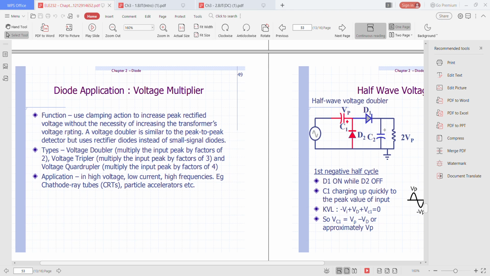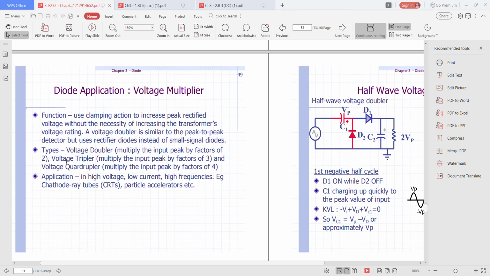So as you can see, the first one is the function of voltage multiplier, where voltage multiplier uses clamping action to increase peak rectified voltage without the necessity of increasing the transformer's voltage rating. A voltage doubler is similar to the peak-to-peak detector but uses rectifier diodes instead of small signal diodes.